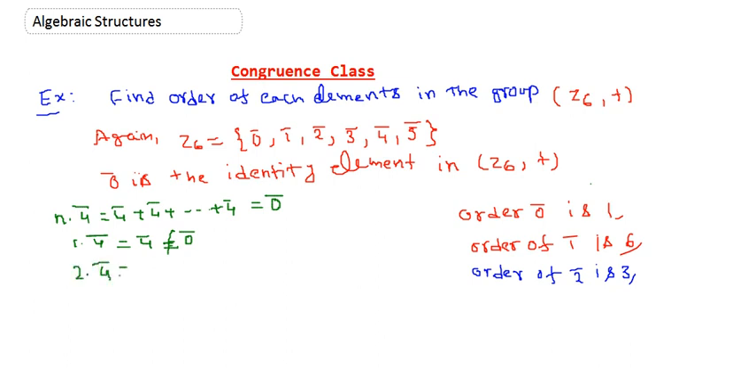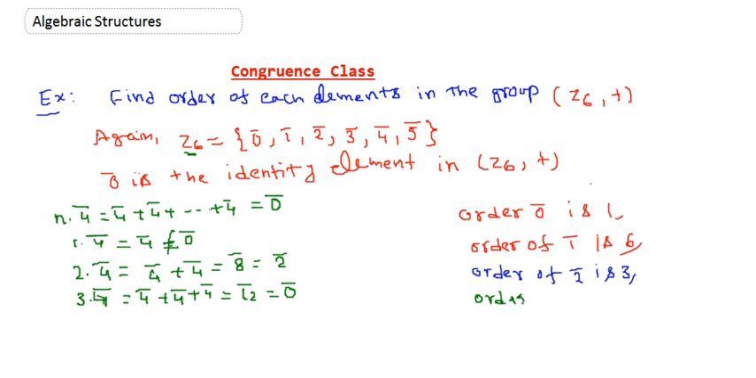So we have 2 into 4 bar, which means 2 times 4 bar. So 4 bar plus 4 bar is 8 bar. If I divide 8 by 6, we get the remainder 2. So in this group, 8 bar is equal to 2 bar. So what about 3 into 4 bar? It gives us 4 bar plus 4 bar plus 4 bar, which is 12 bar. If I divide 12 by 6, because we have the group Z6, we get the value 0 bar. So the order of 4 bar is again 3.